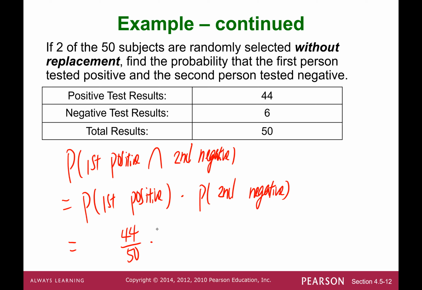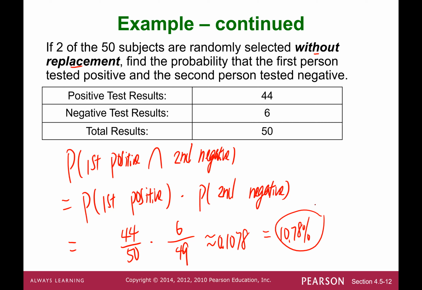And second outcome, we have 6 negative test results, right? However, since we pick one and throw it away, then we only have 49 subjects left. So in calculating the second negative test result, we use 6 negative test results over 49. So it's going to be 44 over 50 multiplied by 6 over 49. And this turned out to be approximately 0.1078. So it's a 10.78% chance that you pick the first positive, second negative, given the condition that it's without replacement.